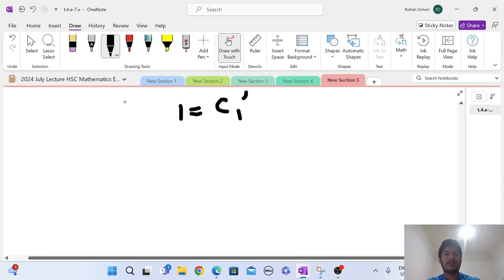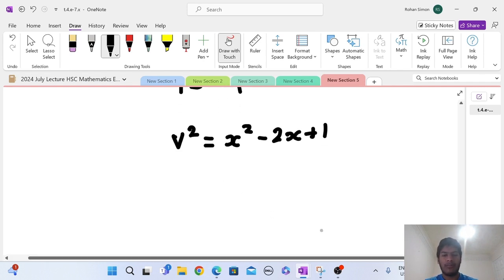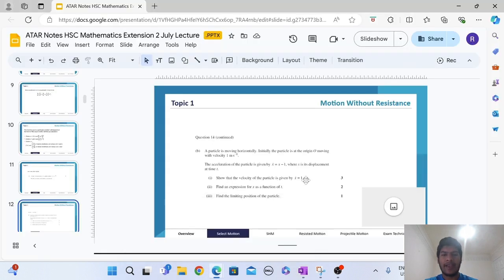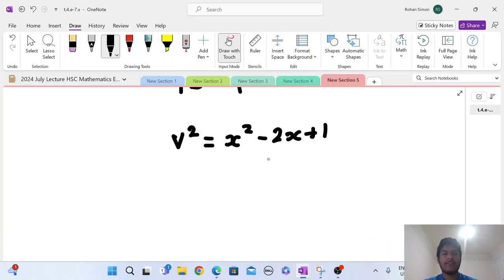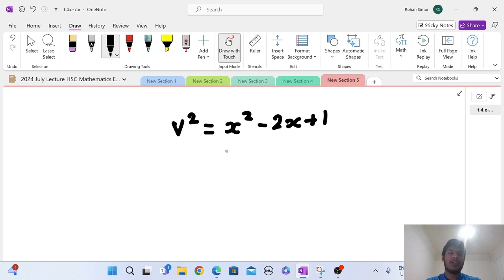So we get v squared equals x squared minus 2x plus 1. We're not quite there yet, but if we look back at the expression that we're looking for, x dot equals 1 minus x, how do we end up with a 1 minus x from this expression here? Well, the way we end up with that is by using a bit of a clever trick, and that is to use some factorization. You have to keep your eye out for potential perfect squares.